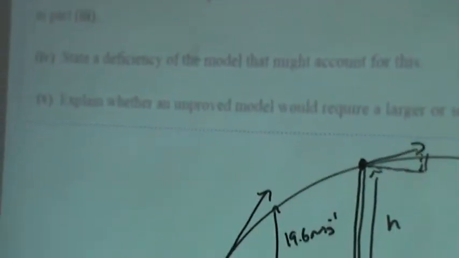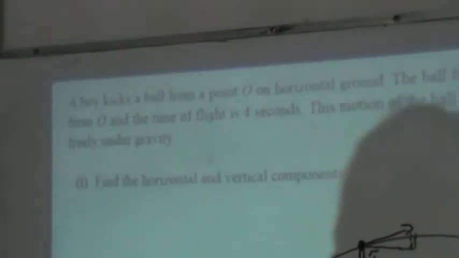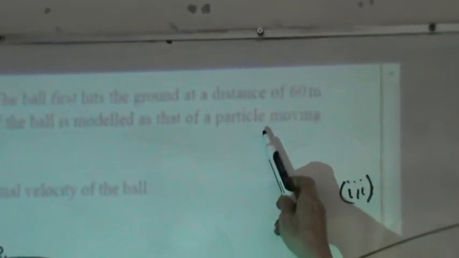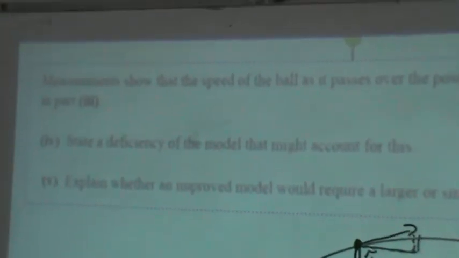Okay, so measurements show that the speed of the ball as it passes over the post is in fact not equal to this value that we found. State a deficiency of the model that might account for this. So if we went back to the very beginning, we'd see that this motion of the ball is modelled as that of a particle moving freely under gravity. So it means that the only force acting upon it would be weight. So a deficiency of the model is that it hasn't included something like air resistance, which is usually the most obvious. So all you need to do is state that it doesn't include air resistance.